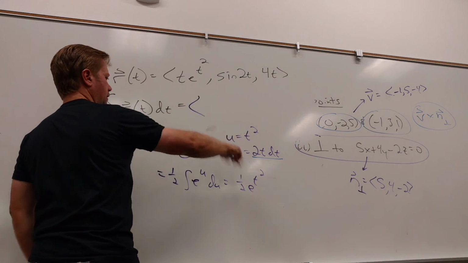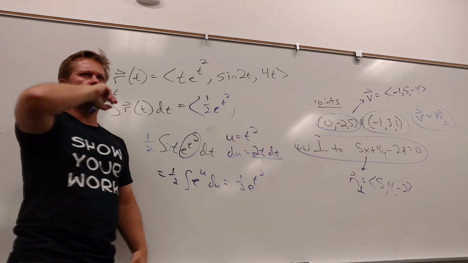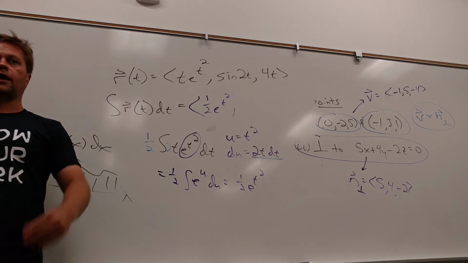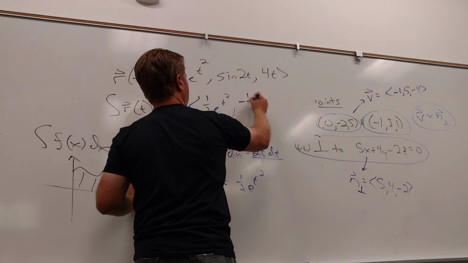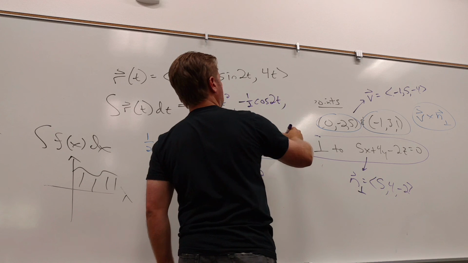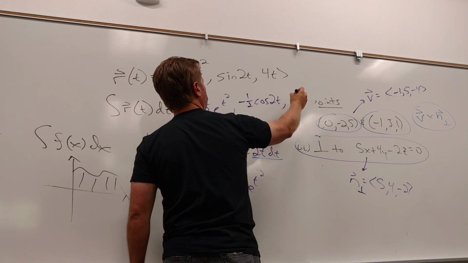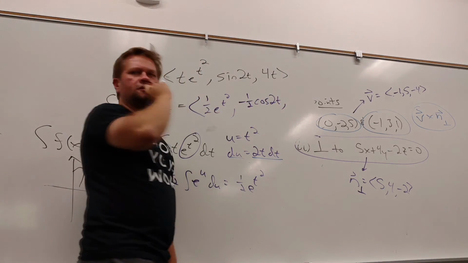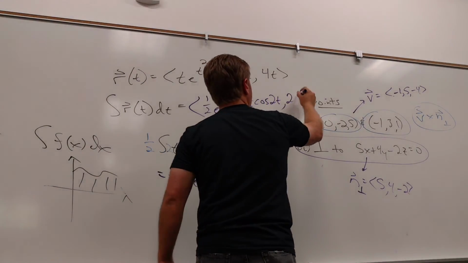So what do you get? 1/2 e to the t squared. What's the integral of sine 2t? Negative 1/2. Beautiful. You have to 1/2 it to kill the 2 that wants to come out. So it'll be negative 1/2 cosine 2t. And of course that's just going to be 1/5. Oh, no, come on. 1/2. No, 2t squared.